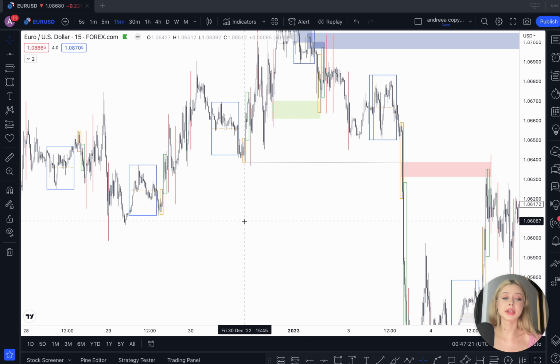So I know this is short, but basically that's it. That's the confluence that I'm using. Trading doesn't have to be hard, but if you have the right confluences, it will go pretty well.